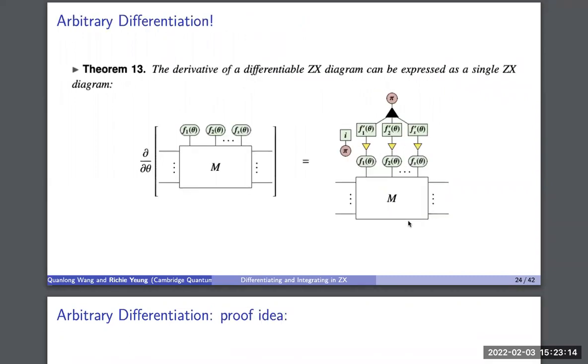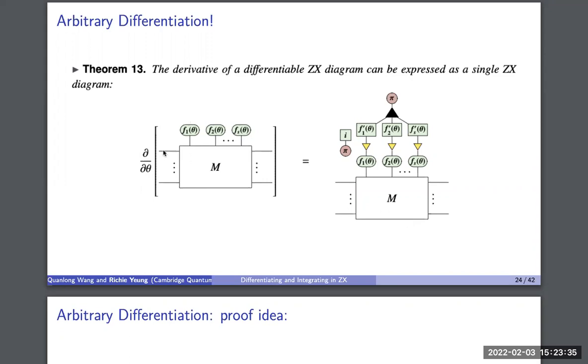Now, let's look at arbitrary differentiation. So this is the key result of the paper. We're now able to differentiate any arbitrary ZX diagram in terms of a single ZX diagram. And how do you do this? Well, first we need to think about how to represent a generalized parameterized ZX diagram.